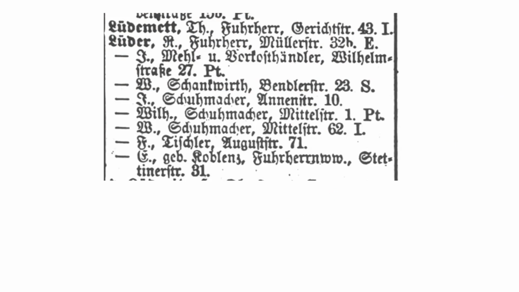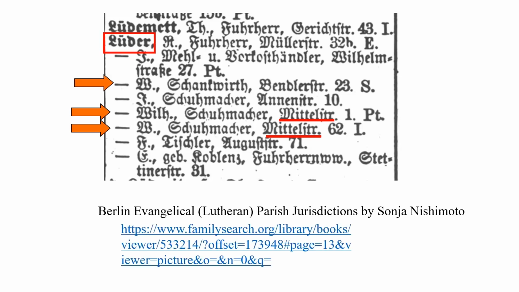In looking up the surname of Luder for Ludwig's father Wilhelm, the following three possibilities were found. We have a Luder, W., who was a Schankwirt, a tavern keeper, on Bentlerstrasse 23. Then we have a Luder, Wilhelm, a Schuhmacher, or shoemaker, on Mittelstrasse, number 1. We have another Luder, W., who was also a shoemaker, but on Mittelstrasse 62. The last two may be the same family. One could be the residence, the other the shoe shop.